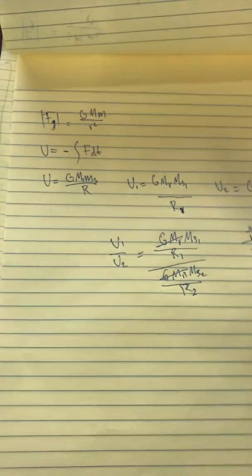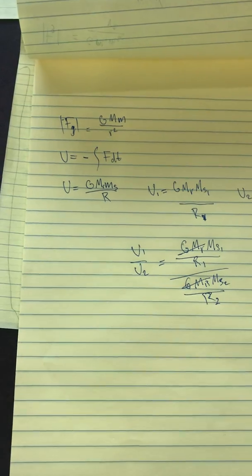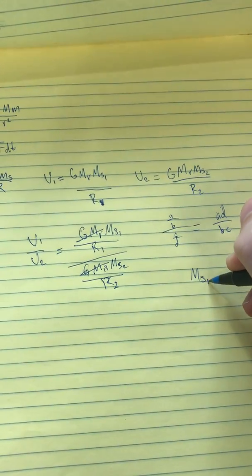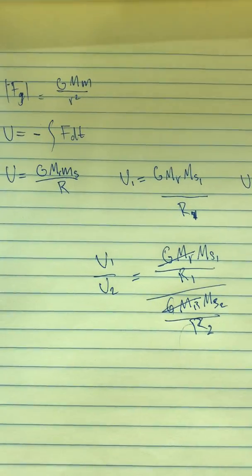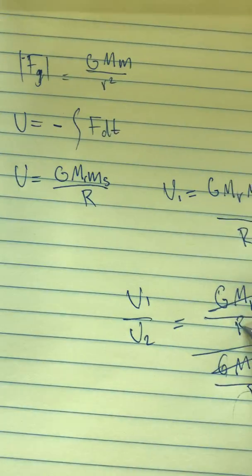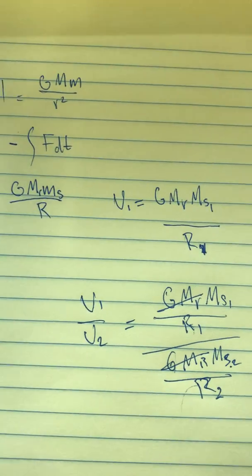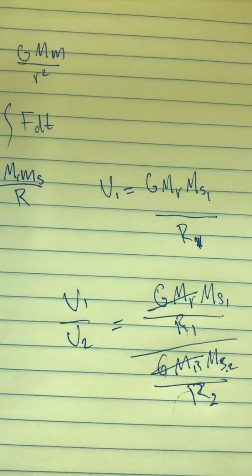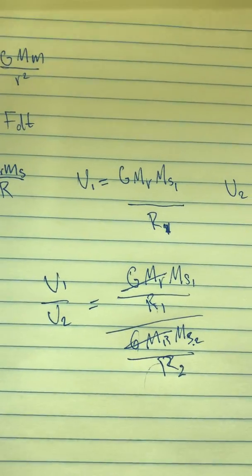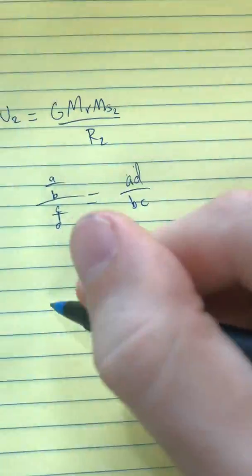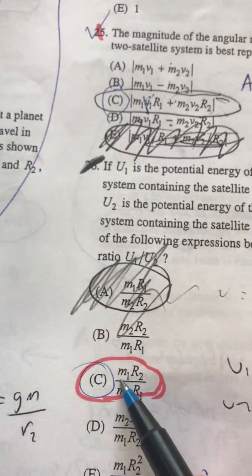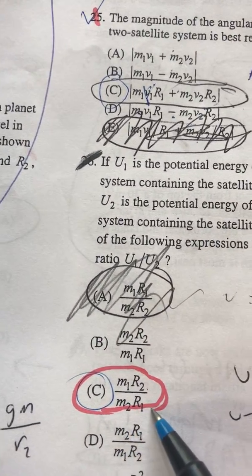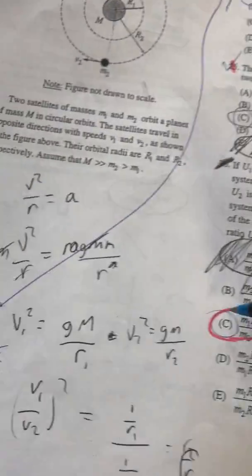So what we're going to do here is it's going to be m satellite 1 times the bottom, all the way on the bottom, R2, divided by the two things left in the middle. So m satellite 2 times radius of satellite 1. So that's going to be our answer. So we can look in here. M1 R2 over M2 times R1. And that's what we have here, so our answer is going to be C.